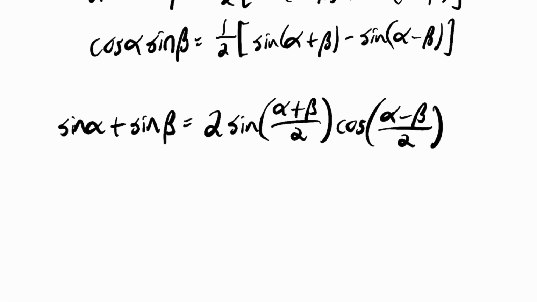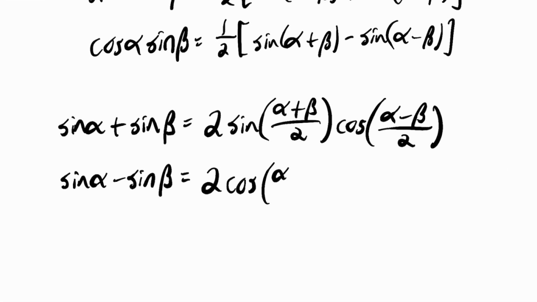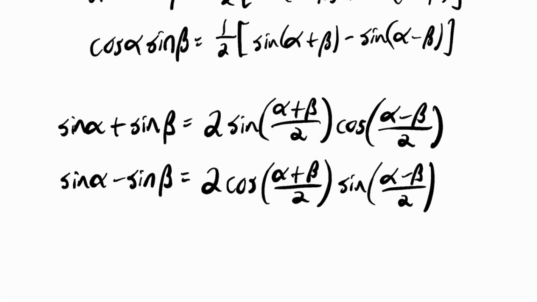I'm pretty sure you'll agree this definitely looks more complicated because you have these fractions involved. The next one is sine alpha minus sine beta. And this is fairly similar. It's just basically the order is switched. There's options on how to write it. I'll just write it the way that the formula sheet I put on Blackboard is. So this is cosine of alpha plus beta over 2 times sine of alpha minus beta over 2.